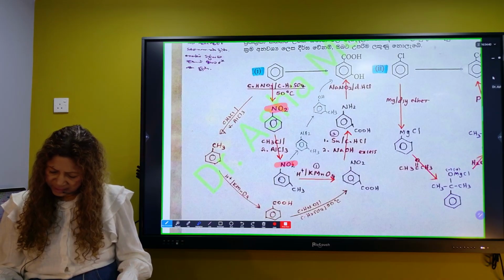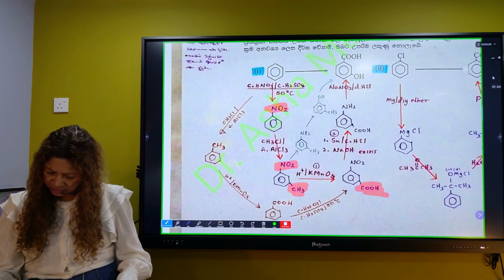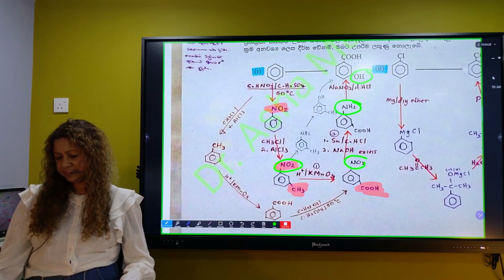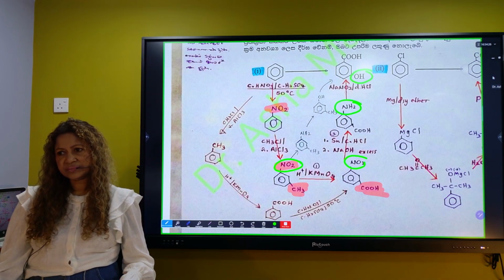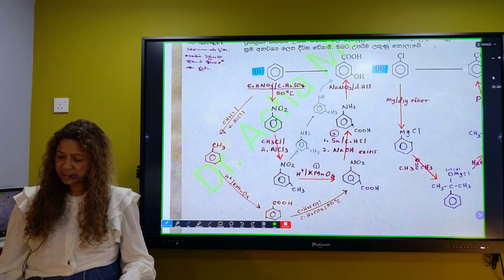NO2, just leave it, CH3, CH3 to COOH, and then this NO2 to NH2 and OH. A couple of methods are there. All are correct.